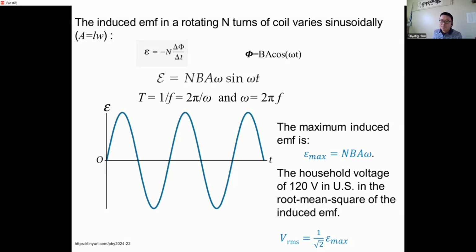So another quantity to use is the root mean square quantity. The root mean square of the voltage is 1 over square root 2 times the maximum of the voltage. So V maximum, or epsilon maximum in this case.